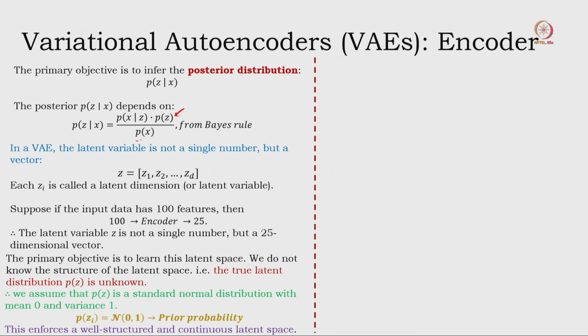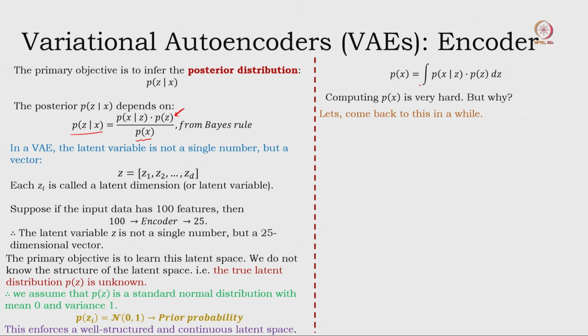Now, we need to understand this, because the ultimate aim is to calculate this. In order to calculate, we should know each of these terms. Now, how do you write P of x? From the standard definition, P of x is an integral over P of x given z, P of z, dz. So, this is the definition of P of x. Now, computing P of x is very hard. We need to understand why computing P of x is hard. Let us understand this, but we will understand this in a while. We will come back to this point.